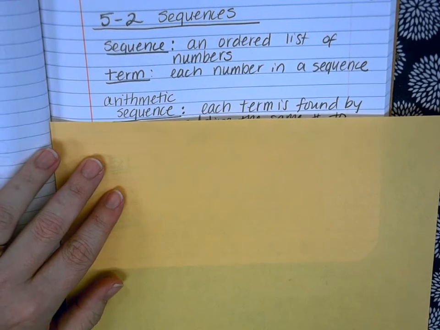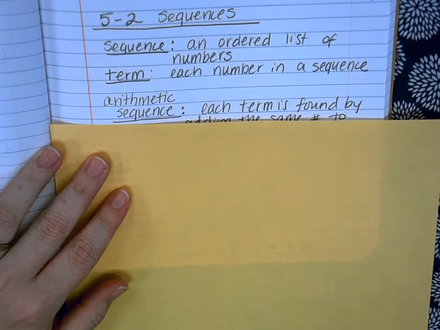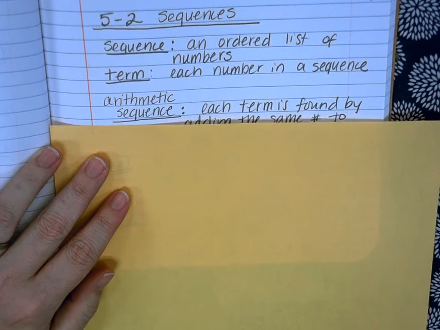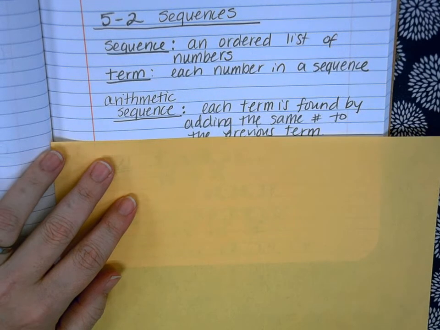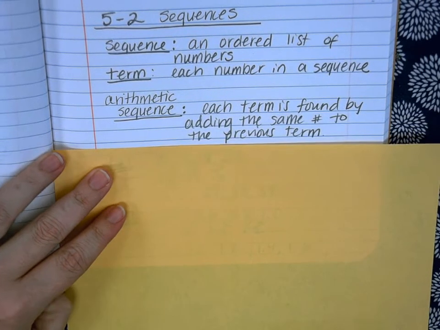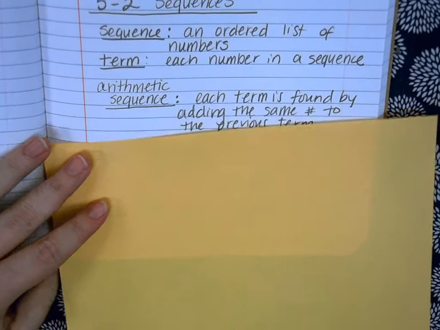Arithmetic. Remember that word, arithmetic? Okay, an arithmetic sequence is when each term is found by adding the same number to the previous term. So that's adding. Arithmetic means adding.